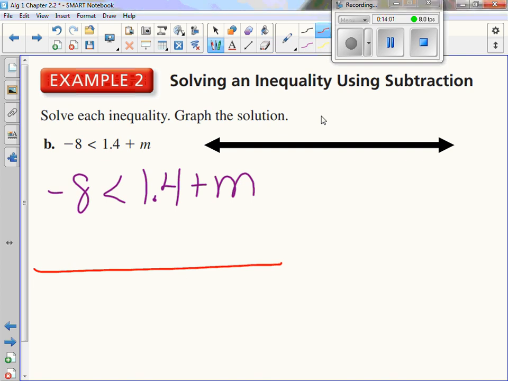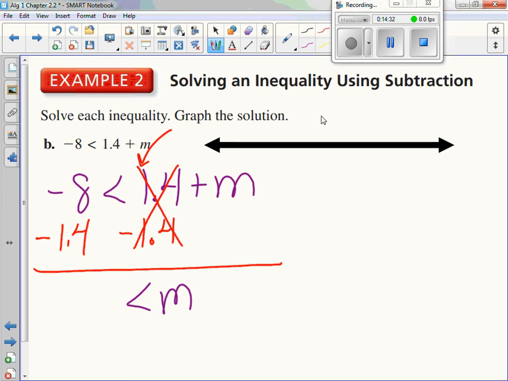So what can I do with the 1.4 to get rid of it? What would we do to get rid of 1.4? We would subtract it, because even though there's not a sign written in front of 1.4, we know it's positive. Unless there's a negative sign written there or a subtraction sign, we know it's positive. So we subtract 1.4 from both sides, because 1.4 minus 1.4 will cancel.